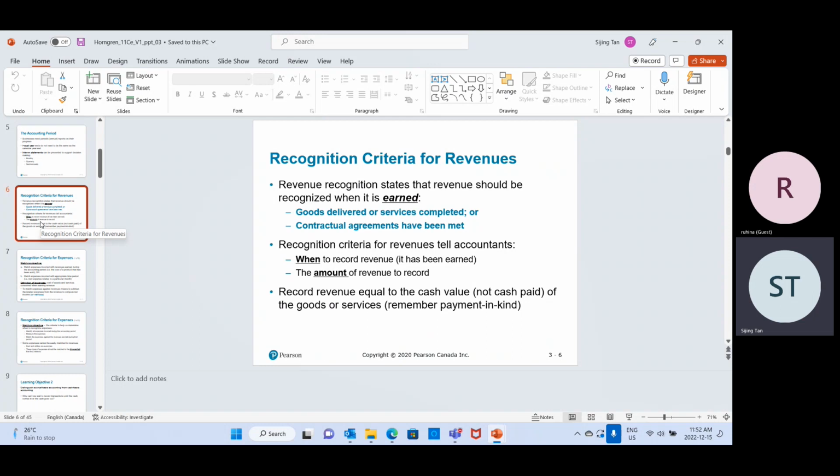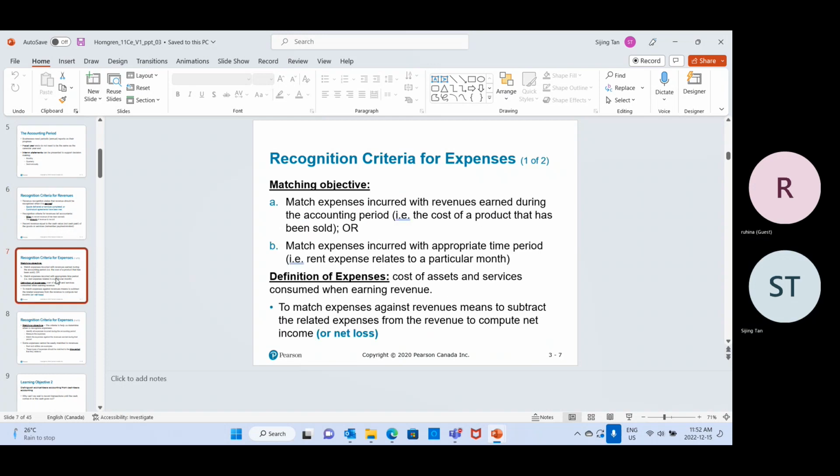Now the recognition criteria for expenses is the matching objective. What is the matching objective? Matching expenses incurred with revenue earned during the accounting period. Expenses, like a sales commission with a link to revenue, will be matched against the revenue period. We're going to see the examples pretty soon.